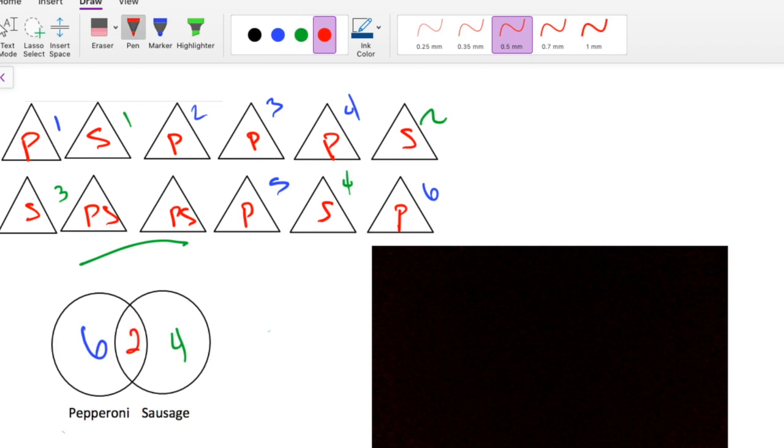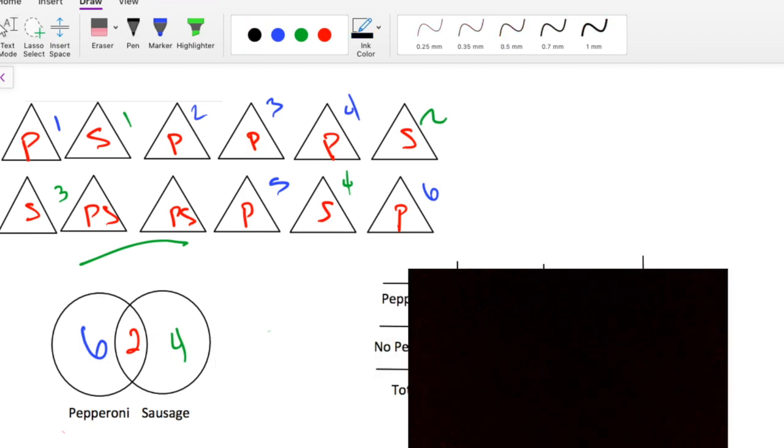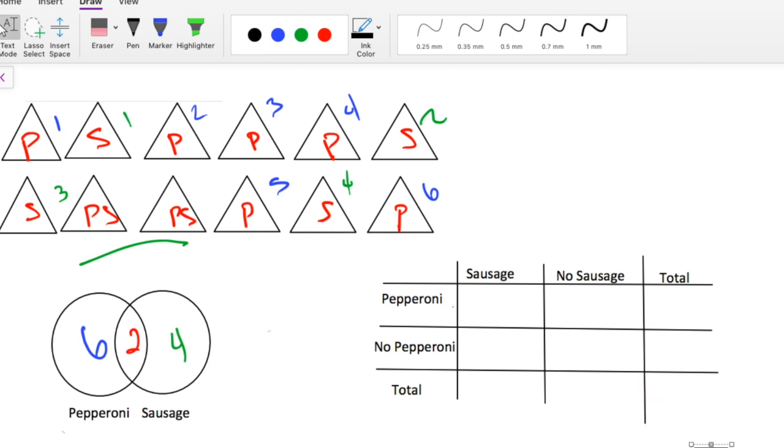So if I were to ask you how many slices have only pepperoni, you would tell me that 6 slices have only pepperoni. If I asked you how many have sausage only, you'd say 4. And if I asked how many have both, you would say 2. That is essentially the exact same thing we're going to be doing with this two-way frequency table. So just to show you, now I can address that black box. There we have our table.